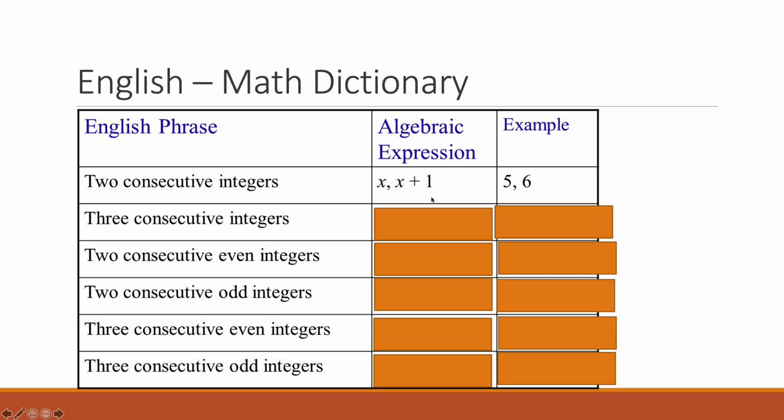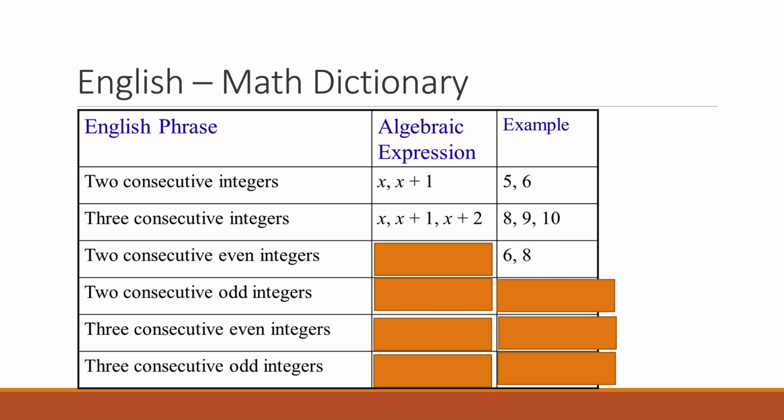Now, instead of 2 consecutive integers, what about 3 consecutive integers? Well, 3 of them in a row would be like 8, 9, 10, okay? And if the first one's x, well, we already know what the second one is. That's x plus 1. But the third one would be x plus 2, okay? Now we'll do 2 consecutive even integers.